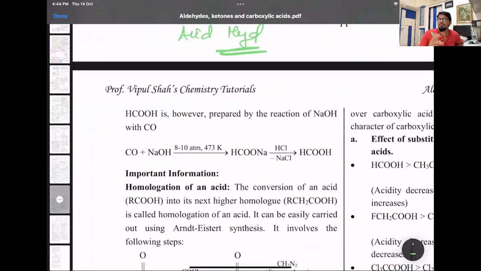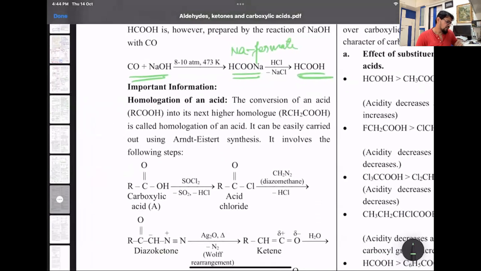Formic acid is prepared by the reaction of NaOH with carbon monoxide. So CO plus NaOH gives sodium formate, that is the sodium salt of formic acid, and that with HCl, the formic acid is regenerated. Then we have nothing but the conversion of an acid into a higher homologue. Going one higher is called homologation of an acid, and that's called the Arndt-Eistert reaction.